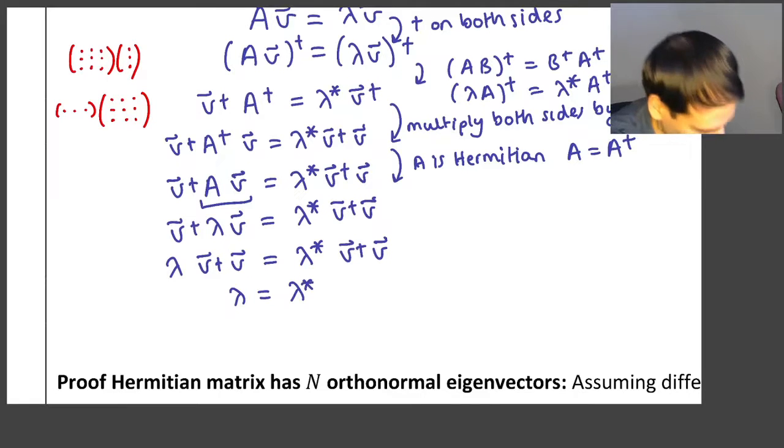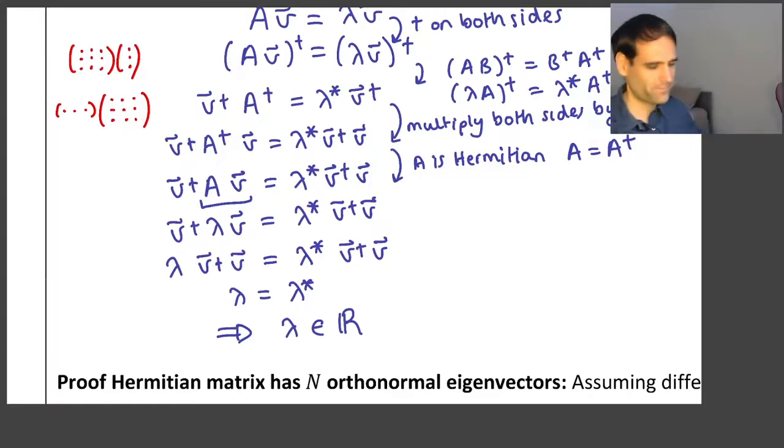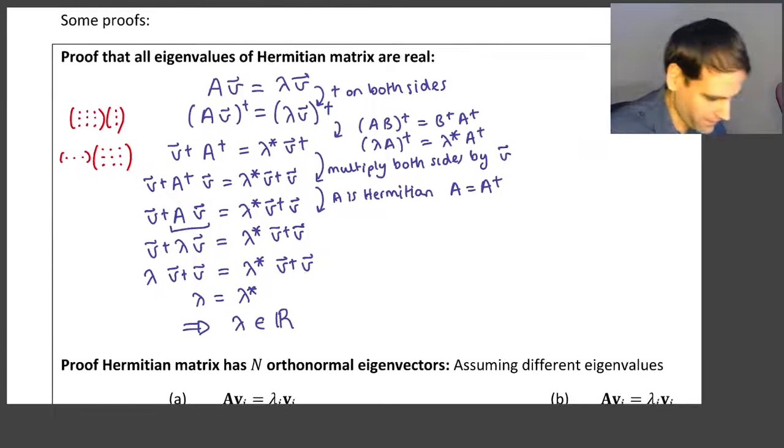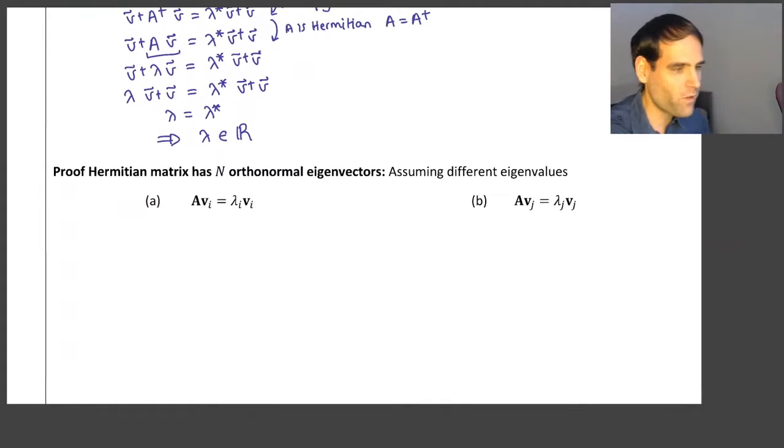And therefore, lambda must be a real value, which is what we wanted to prove. Okay, so that's the first proof. Next, another proof. This is a bit more involved, but I think even more elegant and more surprising.